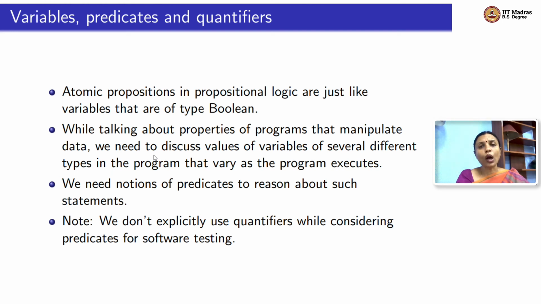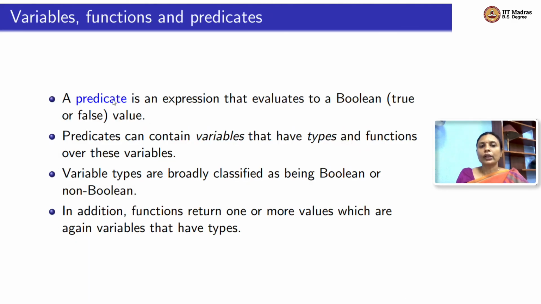So we have to go outside propositional logic and look at general variables and what values they take, to be able to combine them with and, or, not kinds of operators for us. In general, we say a predicate is any expression that evaluates to a Boolean constant. That is, it always evaluates to true or it always evaluates to false.